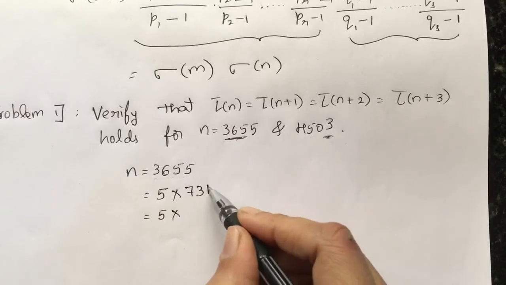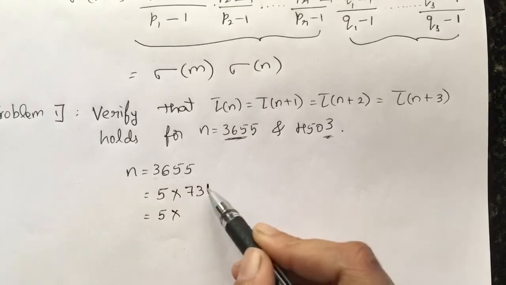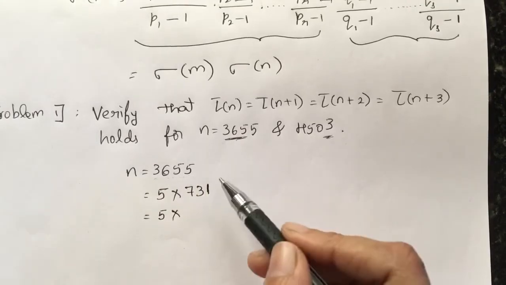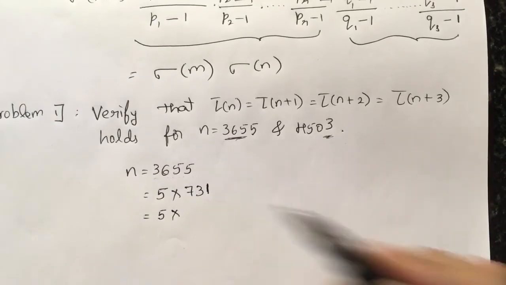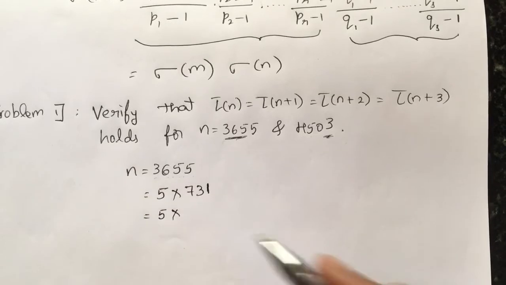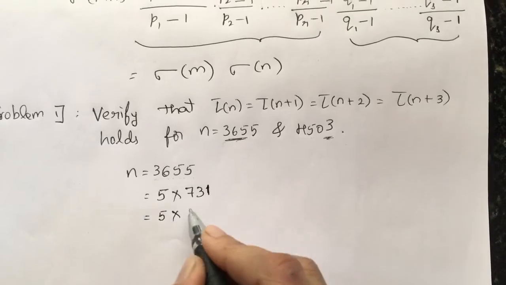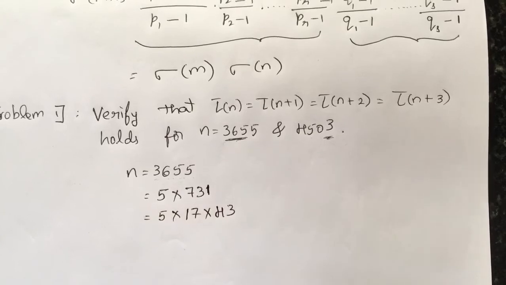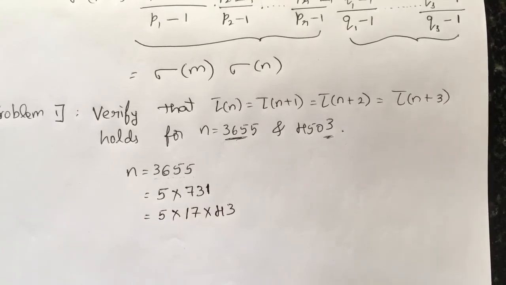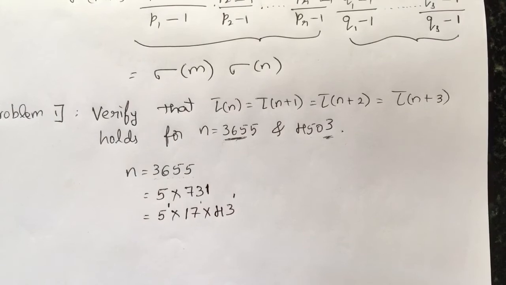Since its last digit is 1, you try to divide it by 7, 17 like that, or 3, 13, or divide by 9 and all. You check with which number it is completely divisible. Okay, so it can be written as 17 into 43. Now it's written in terms of products of primes. So the powers are 1, 1, 1, right?